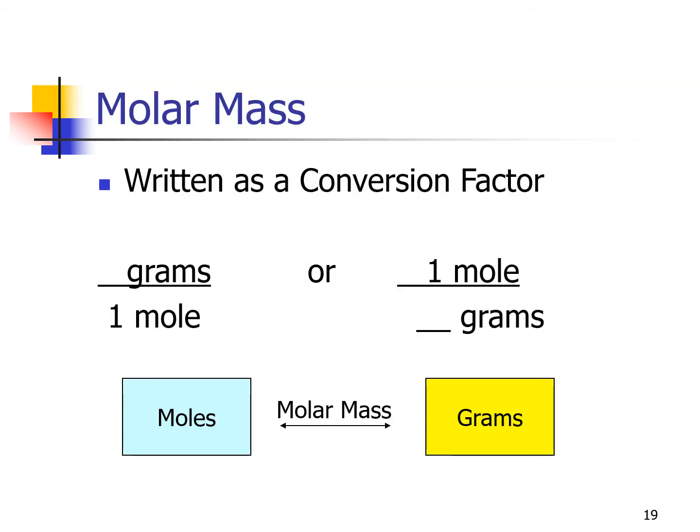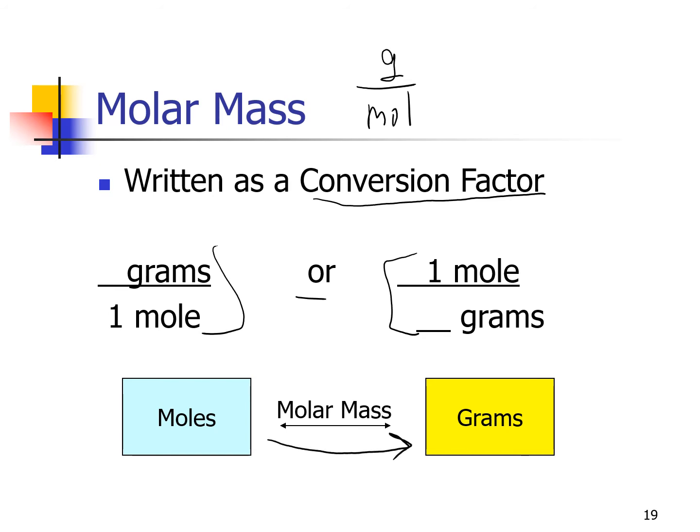Molar mass is the mass of our element or compound in grams per mole. So it's the mass of 1 mole of that substance. We can use that as a conversion factor. It's already in the fraction format, so we can say we have grams per mole, or we could flip that over because they're going to be equal to each other and say 1 mole per whatever the grams is for that element or that compound. So molar mass is used as a conversion factor to go from moles to grams, or if we're given grams of a substance, we can convert to moles using molar mass.